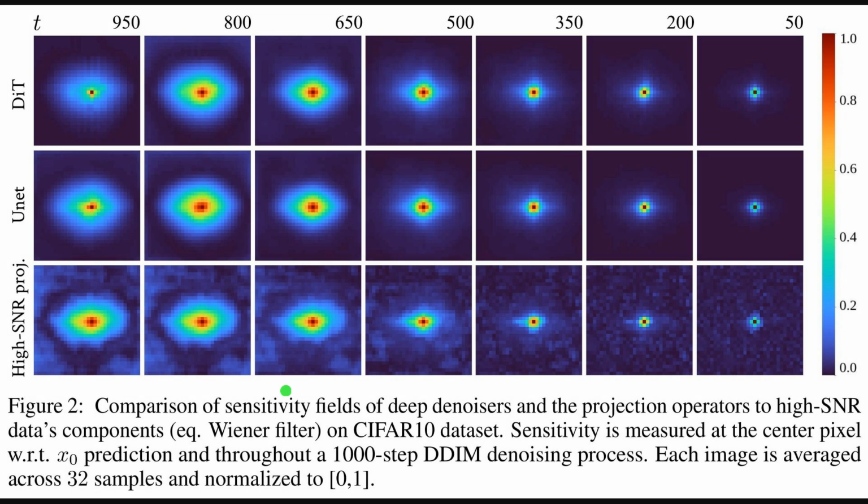So, Figure 2 shows that denoiser sensitivity on CIFAR10 looks the same across very different backbones and matches a simple Wiener filter, which means a data-driven projection that keeps high signal components. The heat maps compare a diffusion transformer, a U-net, and a high SNR projection across timesteps. The bright central blobs shrink as noise drops, which signals increasing locality because nearby pixels dominate. This alignment implies the dataset's pixel correlations set the receptive pattern, while architecture mainly carries it.